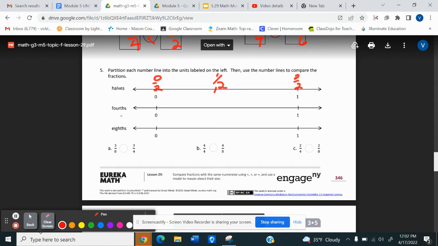We're going to separate or partition this into fourths. So we have 0/4, we have 1/4, 2/4, and 3/4, and 4/4, which equals our whole.